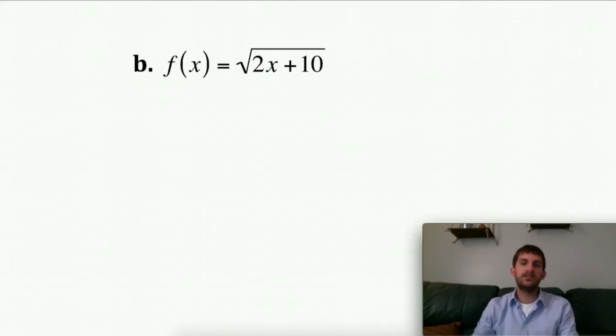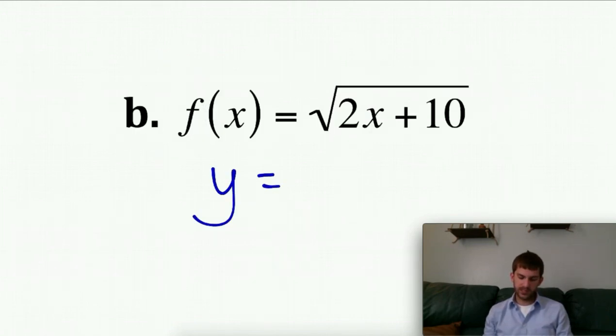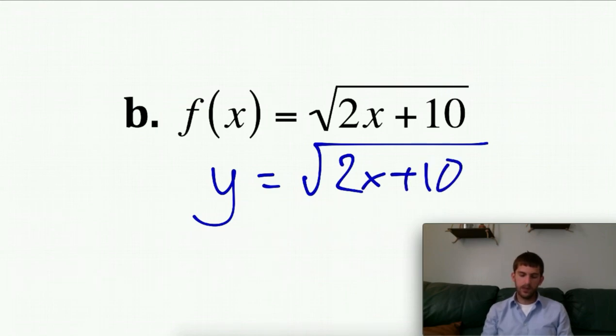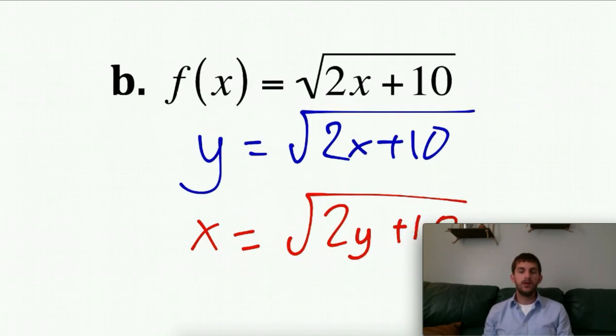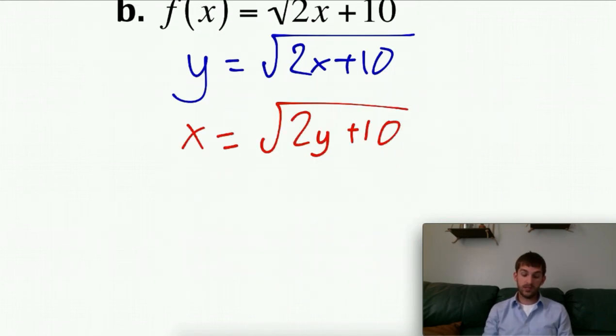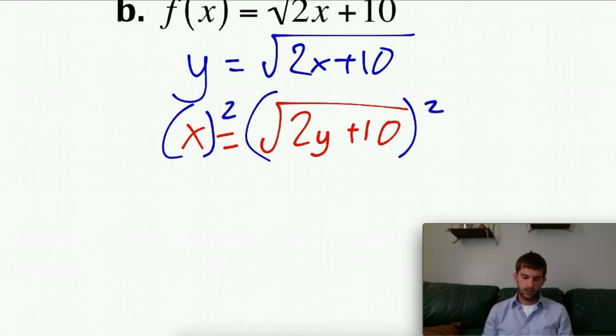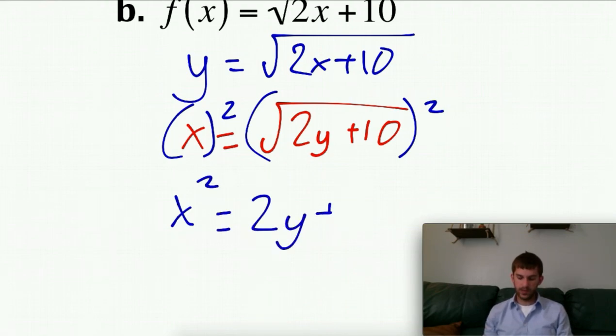Last one, f of x equals square root of 2x plus 10. Again, temporarily switching it to y equals. So we got y equals the square root of 2x plus 10. We're going to switch the x and the y, so we have x equals square root of 2y plus 10. To start solving for y, we're going to square both sides. So we got x squared equals, on the right side, we're just left with 2y plus 10. Let's subtract 10 from both sides.